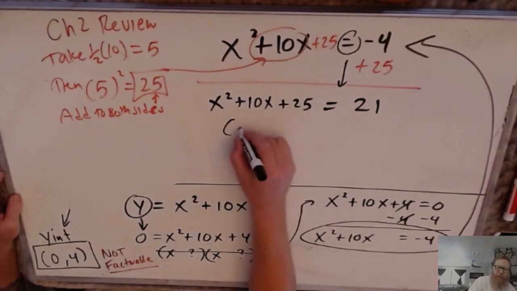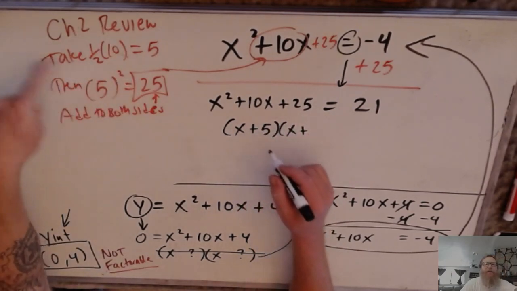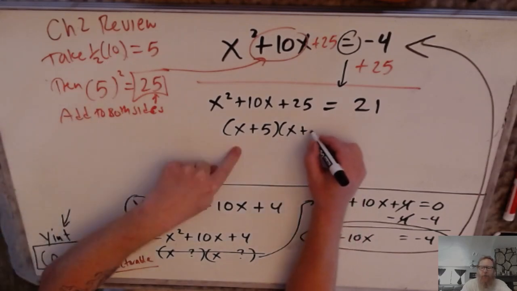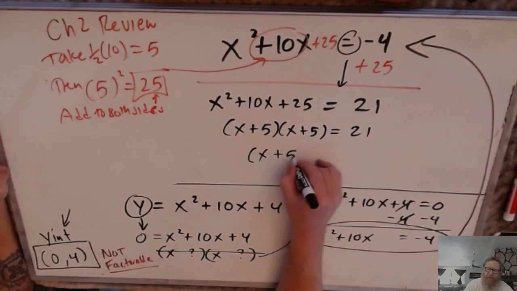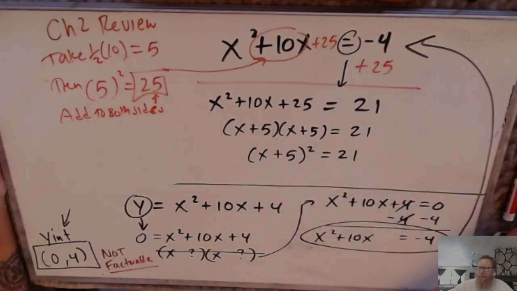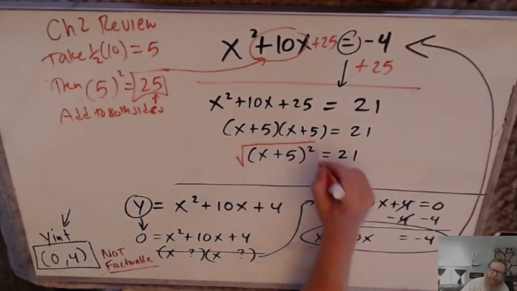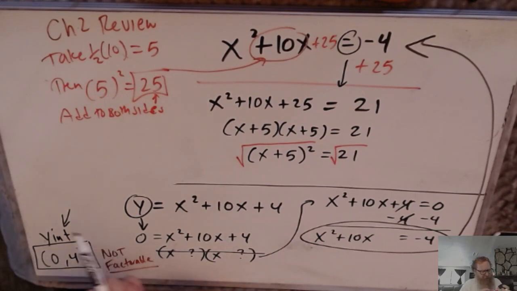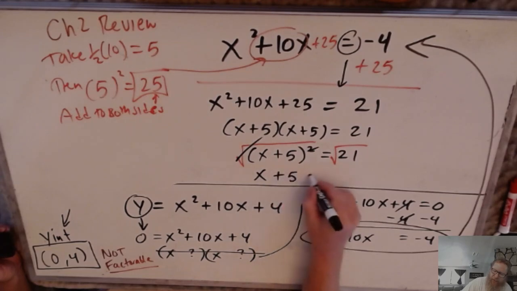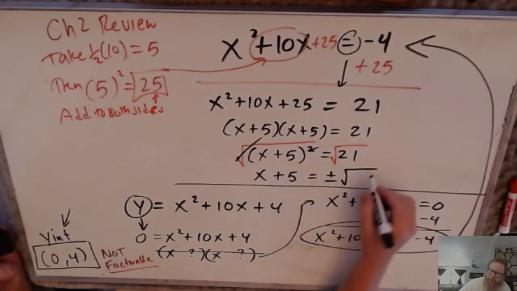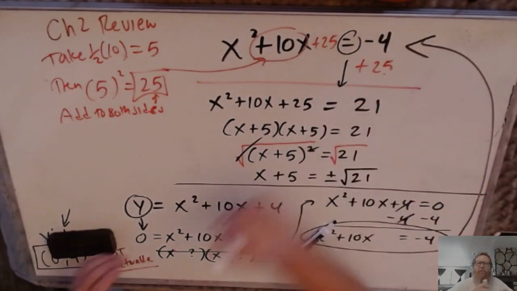Now you factor it. If you do this procedure correctly, the completing the square review, then you will always get a factorable expression on the left-hand side. Then you take the square root of both sides. Don't forget the plus or minus. That's what I mean when I say there are two possibilities. That's what the plus or minus means.